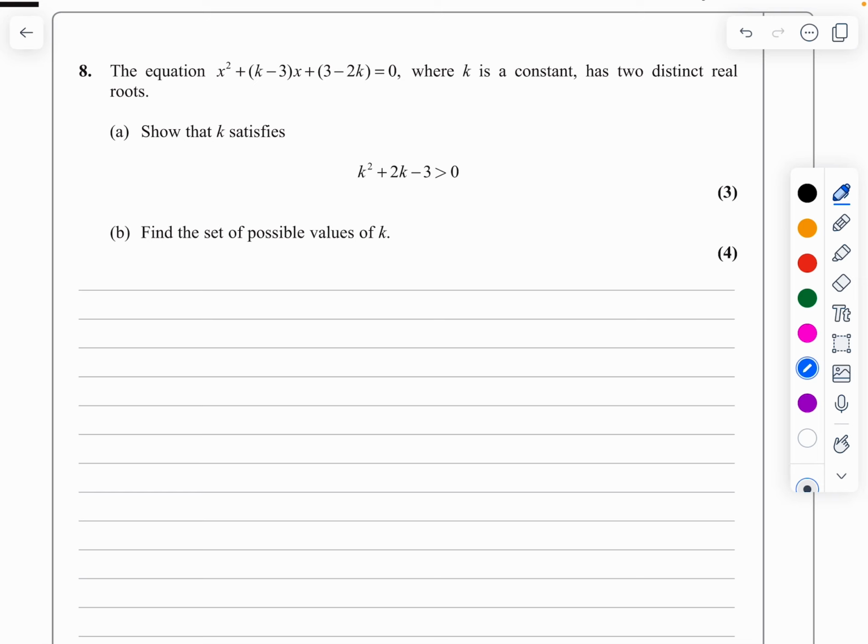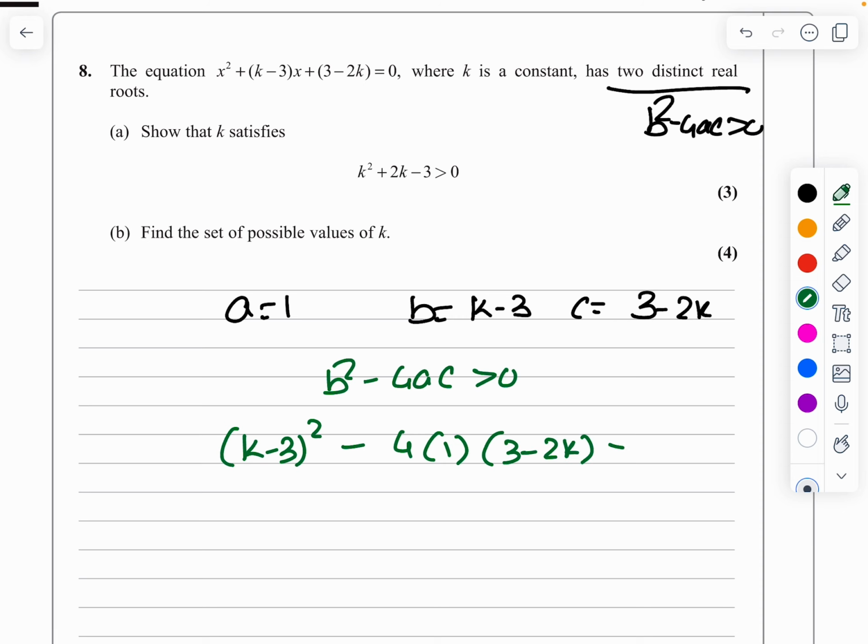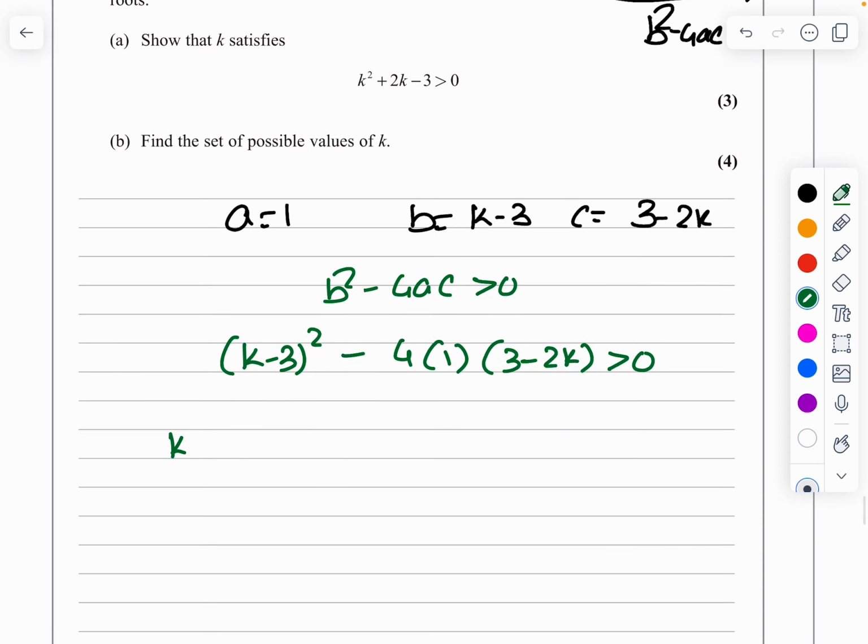Has two distinct real roots. Two distinct real roots means b square minus 4ac is greater than 0. So a is 1, b is k minus 3 and c is 3 minus 2k. b square minus 4ac is greater than 0. k minus 3 whole square minus 4 times 1 times 3 minus 2k is greater than 0. k square minus 6k plus 9 minus 12 plus 8k is greater than 0. k square plus 2k minus 3 is greater than 0.